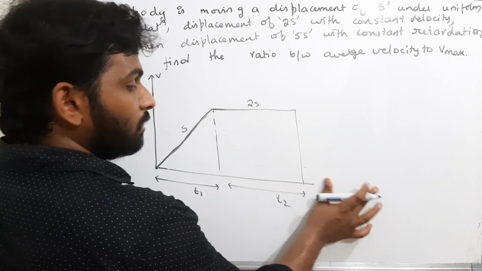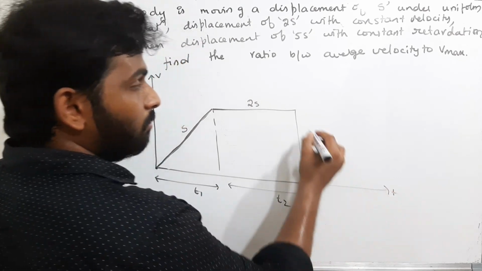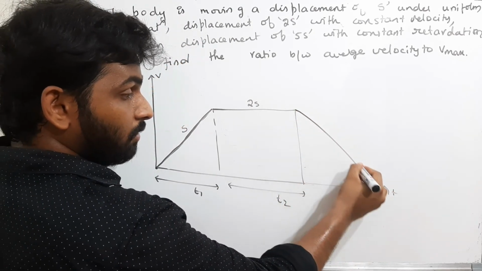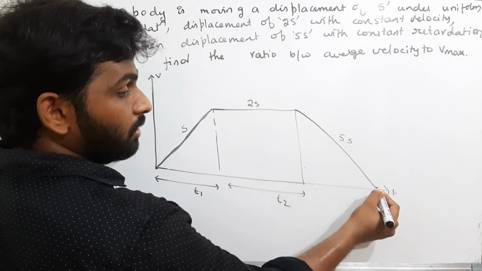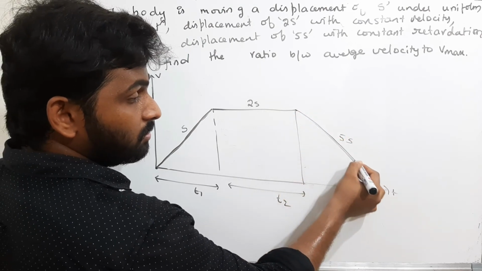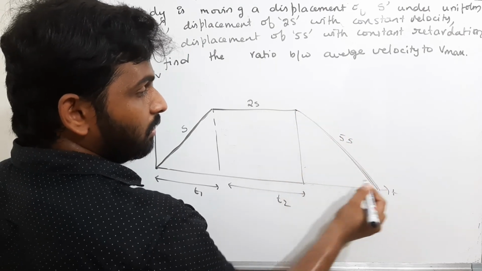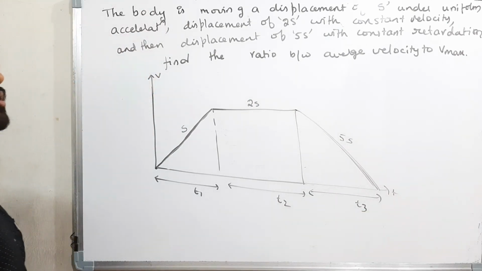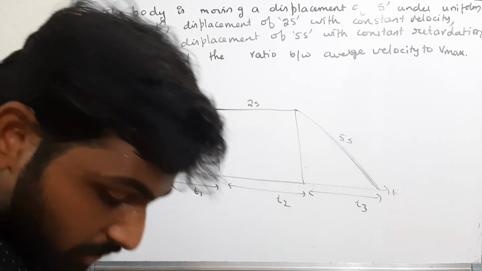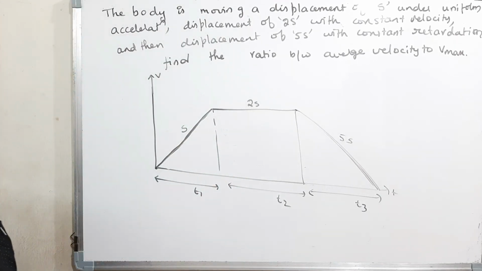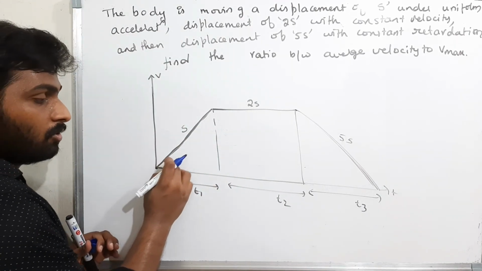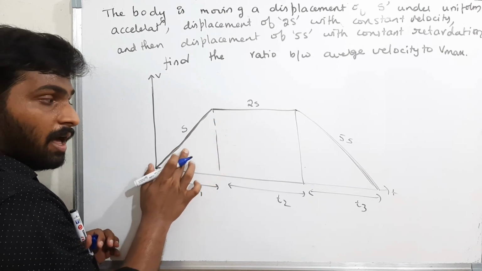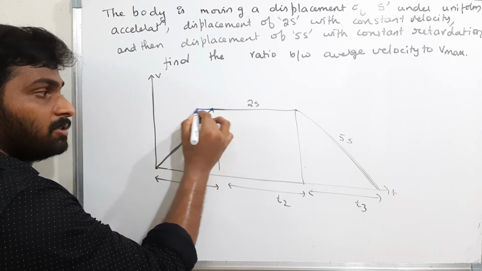After that, what is happening? The body again travels a displacement of 5s with a uniform retardation. That means uniform retardation means negative slope. This is the graph, and the time taken is t3. Now what did they tell us to find? They told us to find the ratio between the average velocity and the maximum velocity. See here, the body is moving with a uniform acceleration, that means the velocity gradually increases, and here the velocity becomes maximum, Vmax.